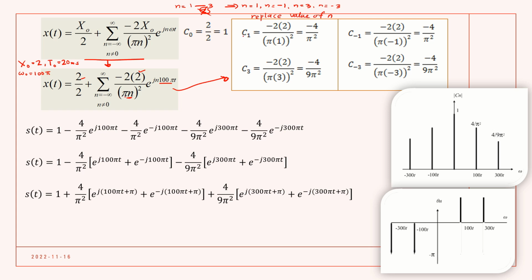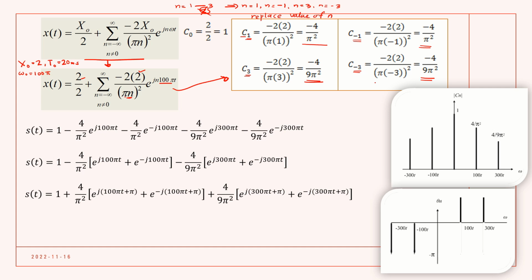Alright. So when n is equal to 1, this is the value of your C1. When n is equal to -1, don't forget to determine the negative value as well. So your C minus 1 is equal to as such. For n equal to 3, the value is going to be as such. For n equal to -3, the value is as such.